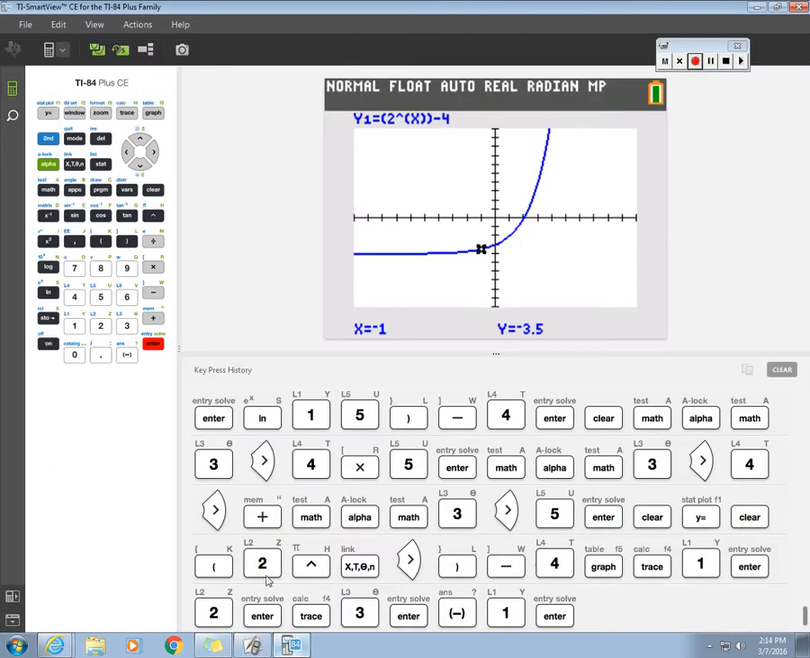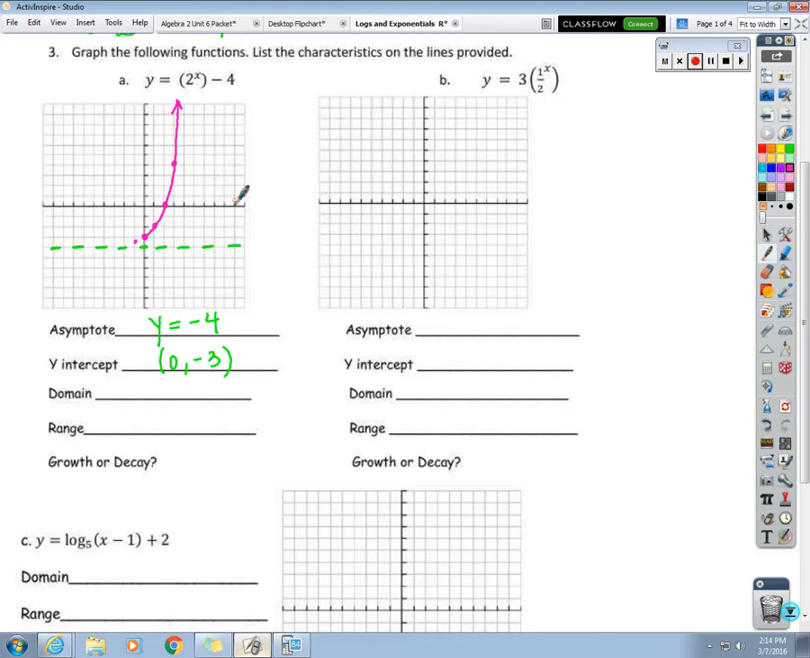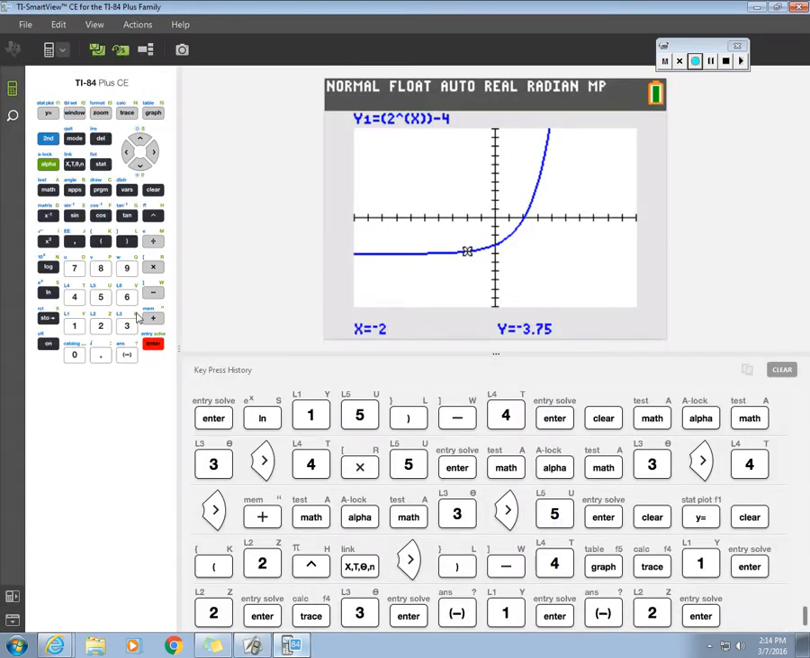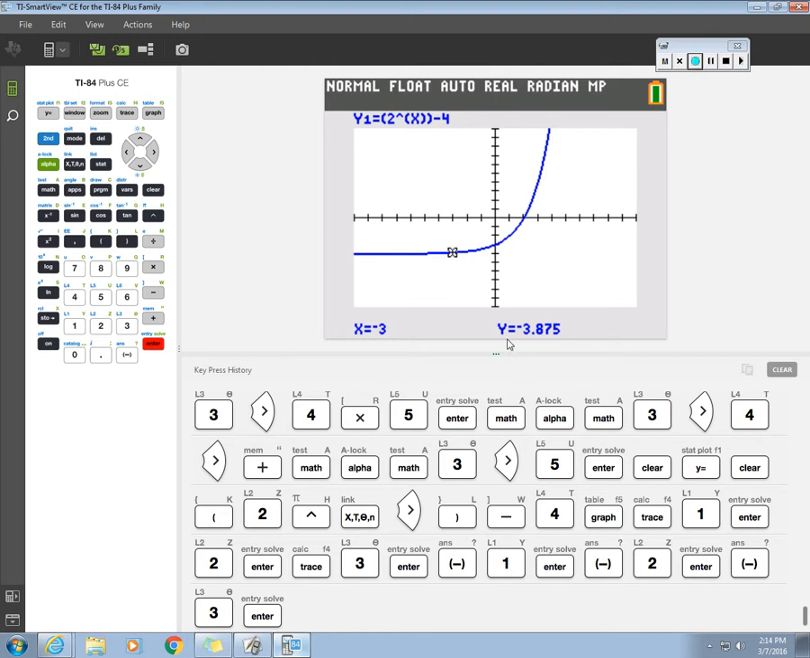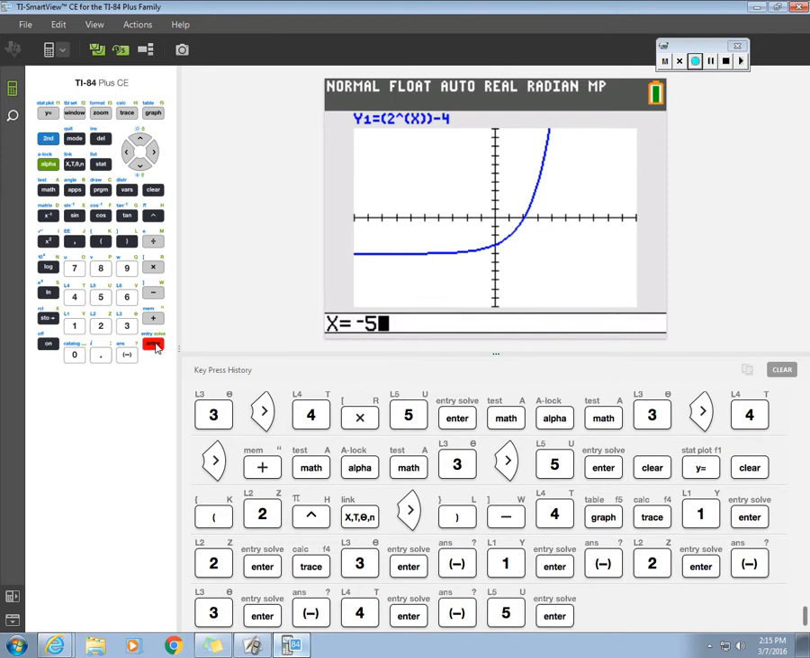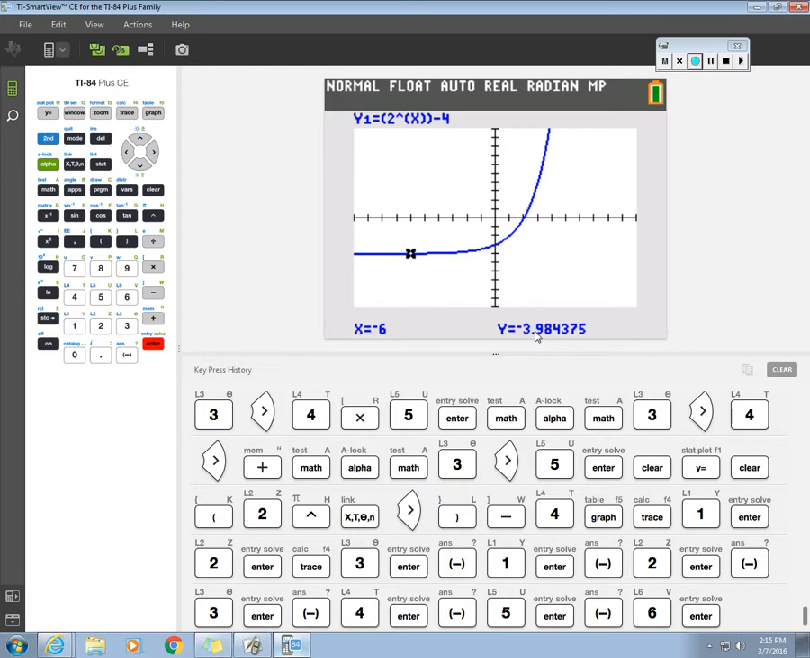It'll be multiple choice, so you'll pick the right one. Okay, and then negative 2. Negative 3.75. So left 2, down 3 3/4. And then negative 3. What do you notice is happening? As I go further and further to the left, what's it getting closer to on the y? Negative 4. Look, negative 3.98.